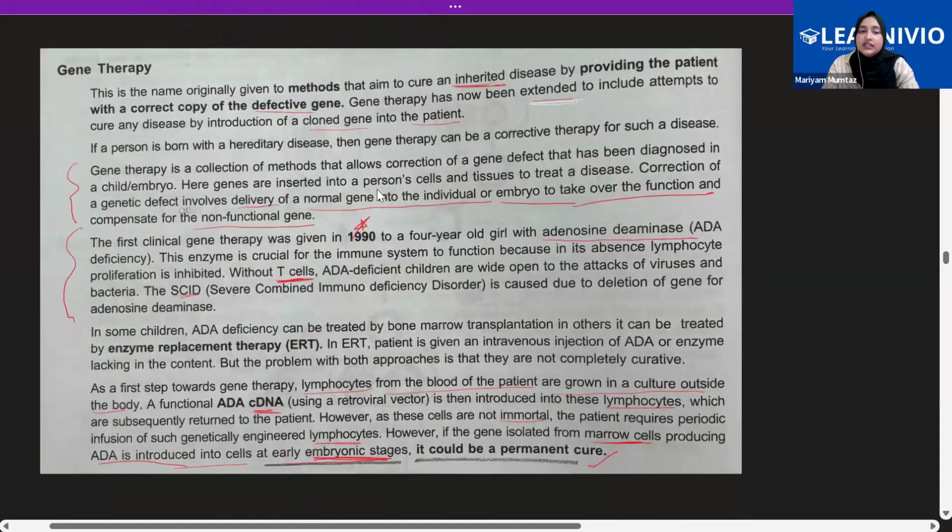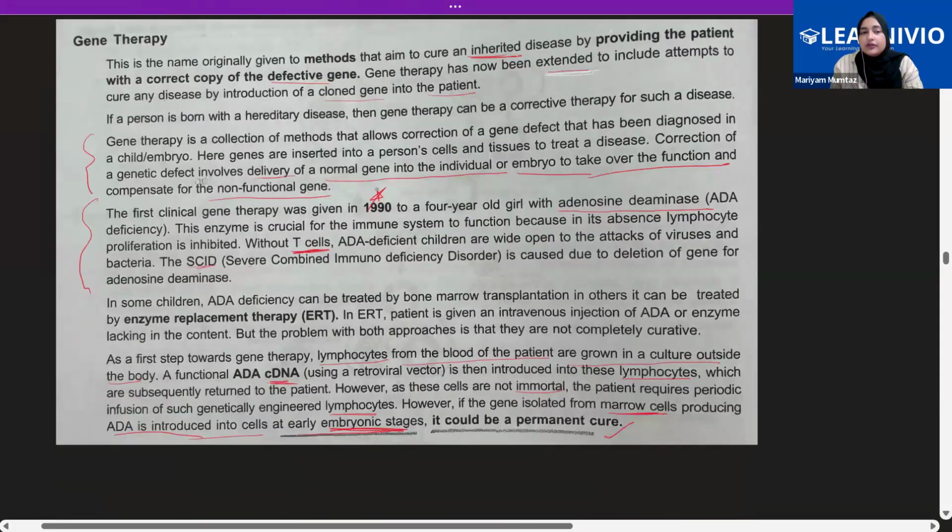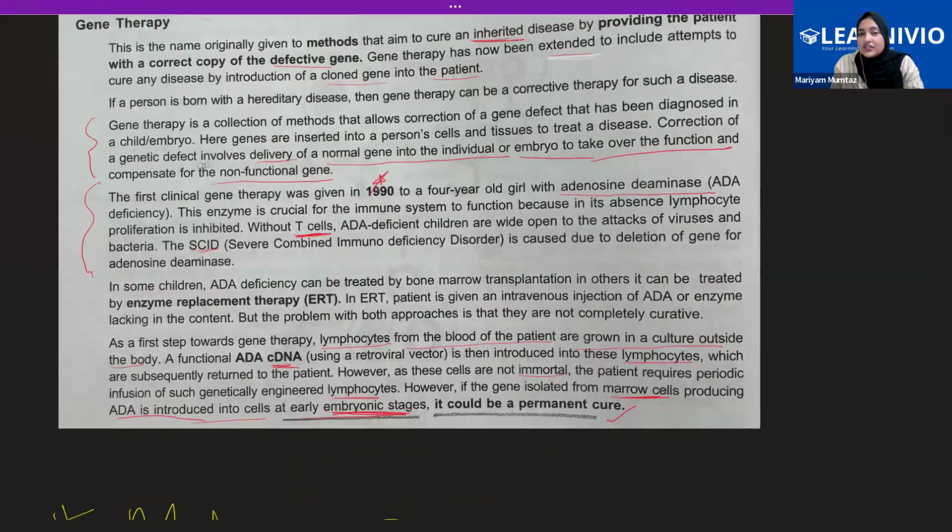For example, gene therapy is a collection of methods that allows correction of a gene defect that has been diagnosed in a child or embryo. Here, genes are inserted into a person's cells and tissues to treat a disease. So here, instead of giving medicine, you're giving genes to correct it. Correction of a genetic defect involves the delivery of a normal gene into the individual or embryo to take over the function and compensate for the non-functional gene.